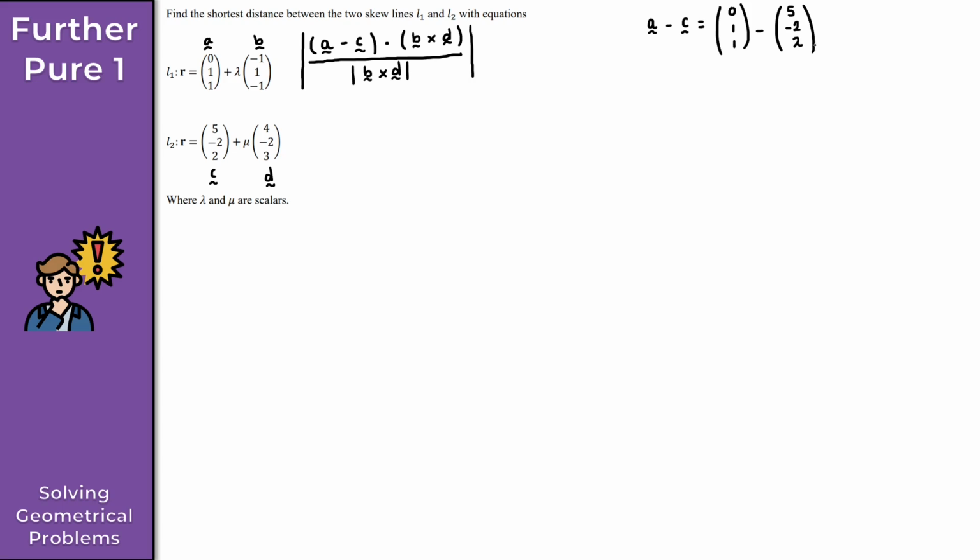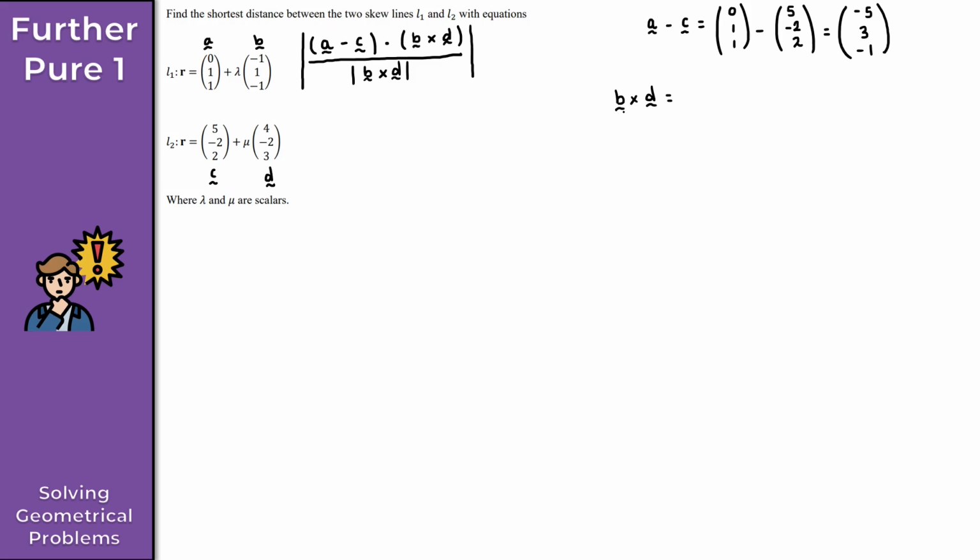like so. If we evaluate this difference here, then nice and straightforward, right? 0 minus 5 is minus 5. 1 minus minus 2 gives us 1 plus 2, which is 3. And then finally 1 minus 2 gives us minus 1 there. Okay, so this here then is the vector A minus the vector C. We also need to evaluate the vector B crossed with the vector D.